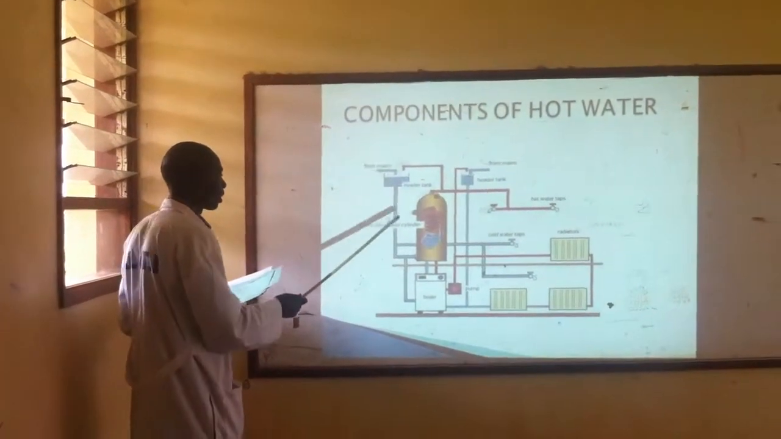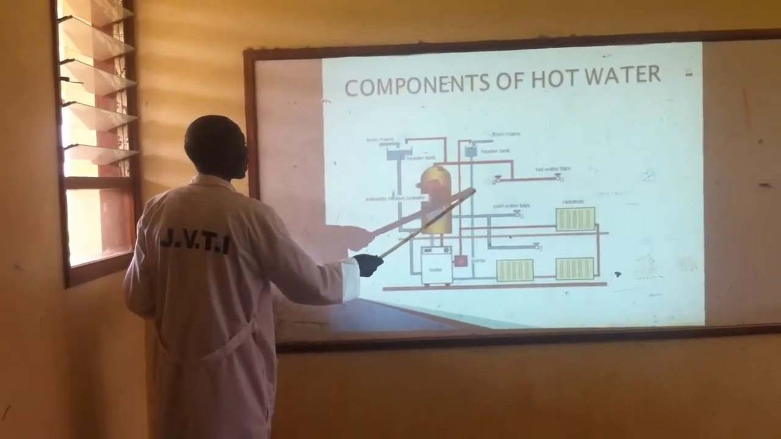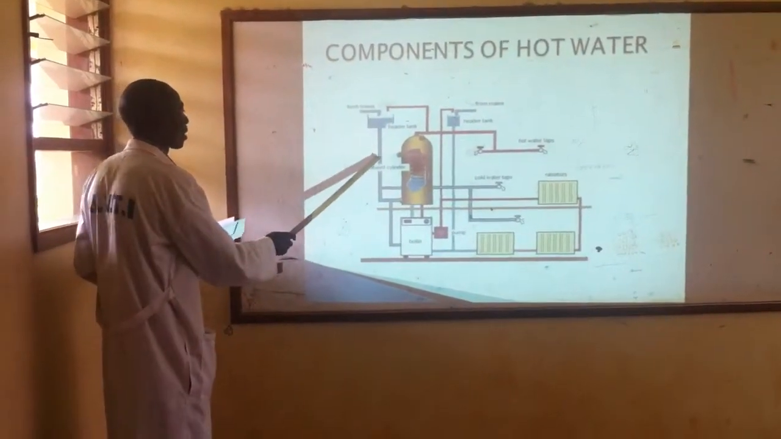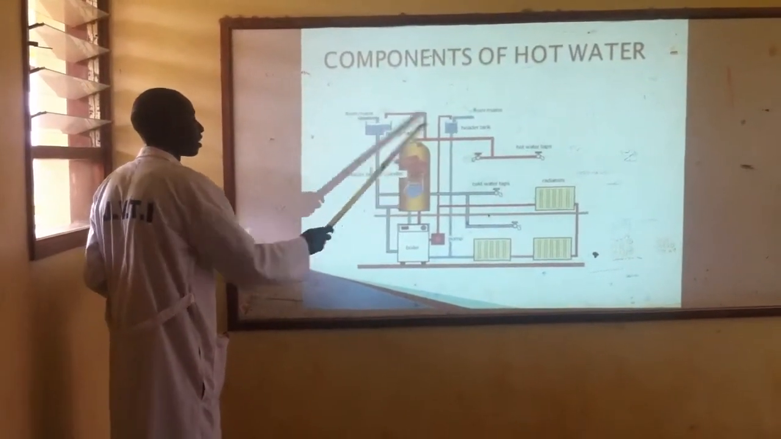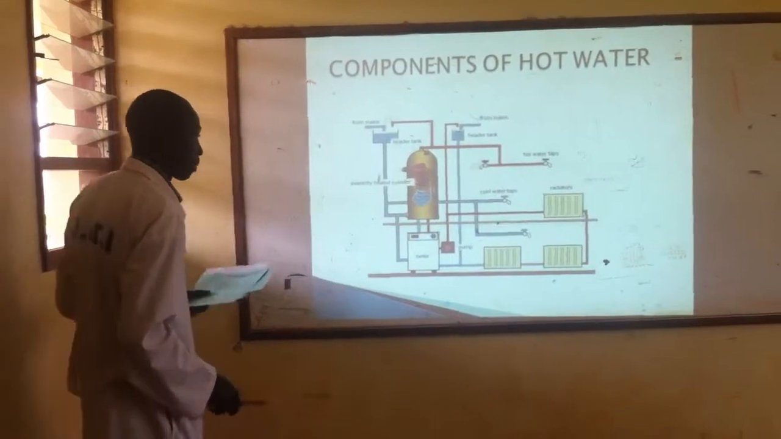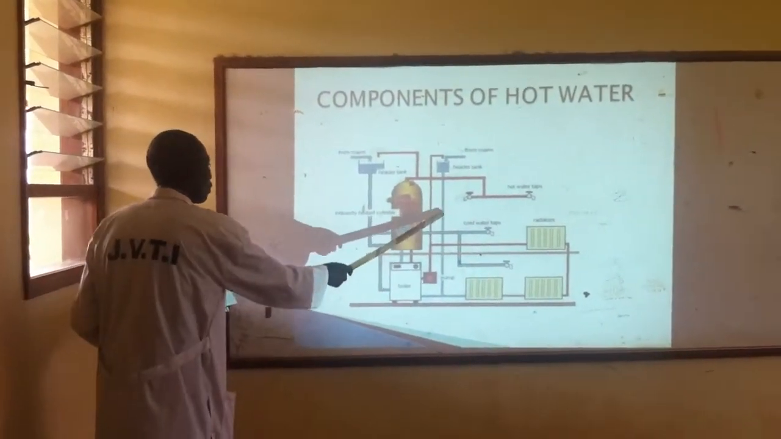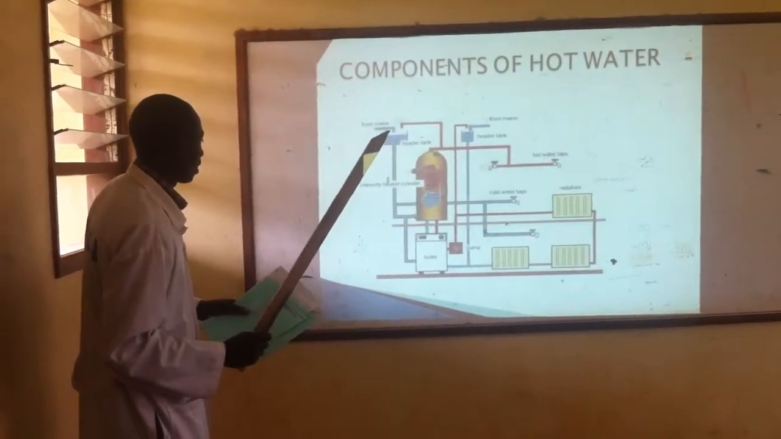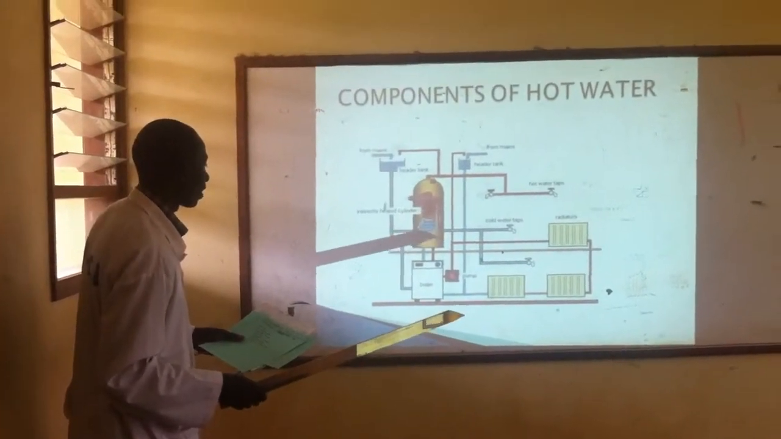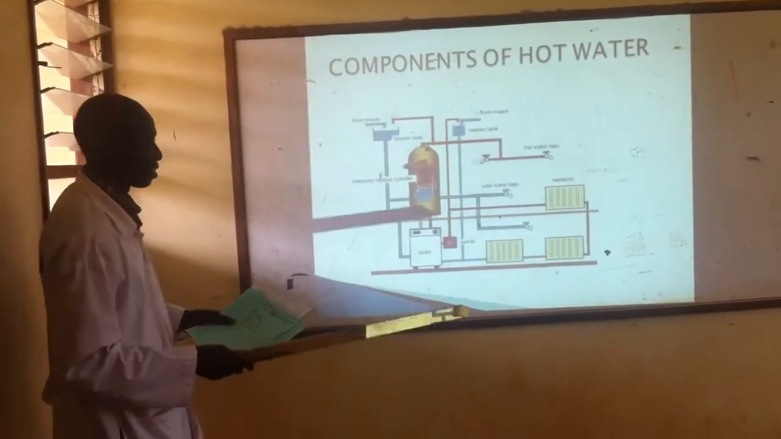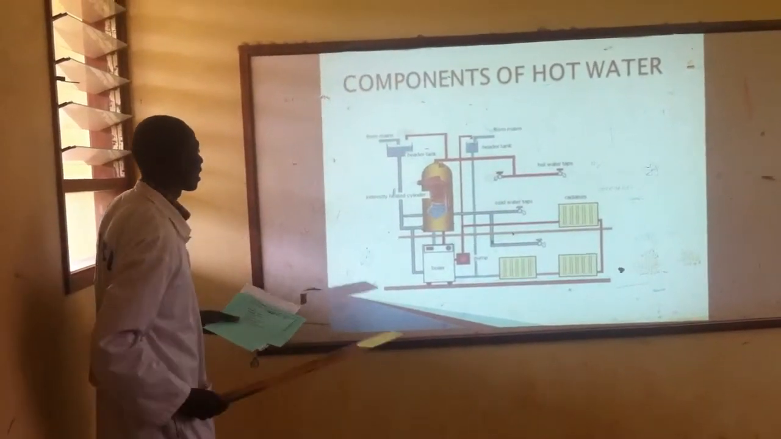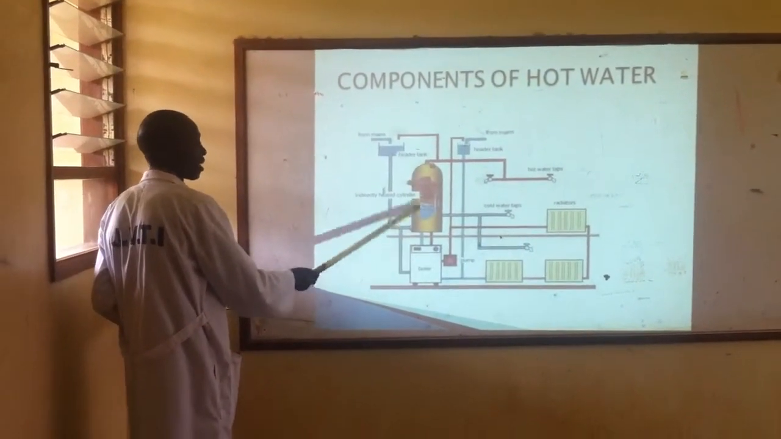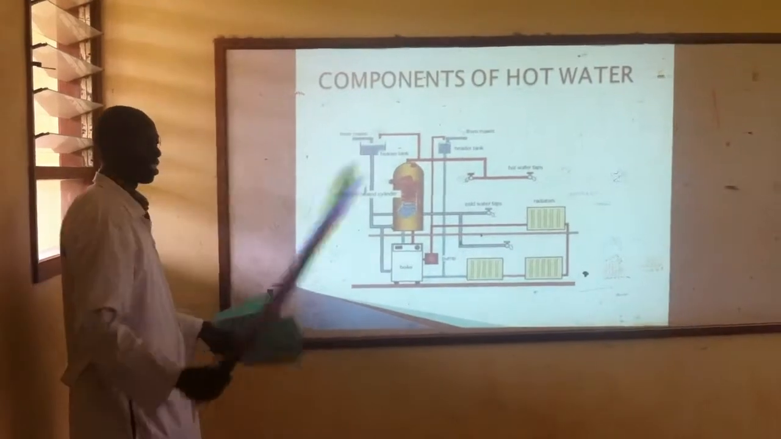That's why you see this pipe is not the same as this one. This one is smaller, and this one is bigger: this one is 25 millimeter diameter, and this one is 13 millimeter diameter. These are called feed pipes, feeding the storage, the hot water system. So these are the components: the header tank, the storage system or hot water cylinder, and the boiler. If these three are not there, the system will not work.